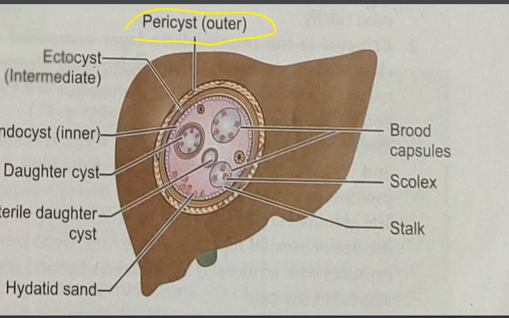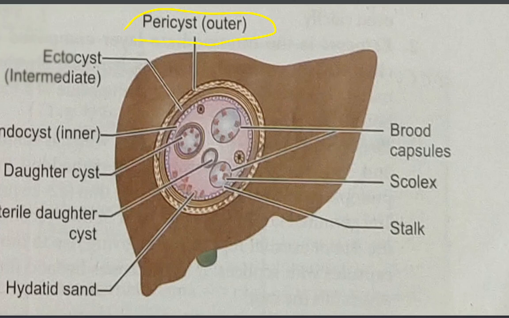Pericyst is the outer host inflammatory reaction. Because of the host inflammatory reactions, this pericyst layer has formed. It consists of fibroblastic proliferations, mononuclear cells, eosinophils and giant cells. The presence of giant cells itself indicates a chronic inflammatory reaction. That developed into a dense fibrous capsule. In later stages, even calcifications are seen. Friends, next is the ectocyst.